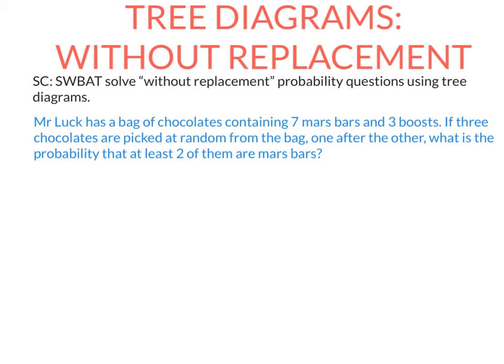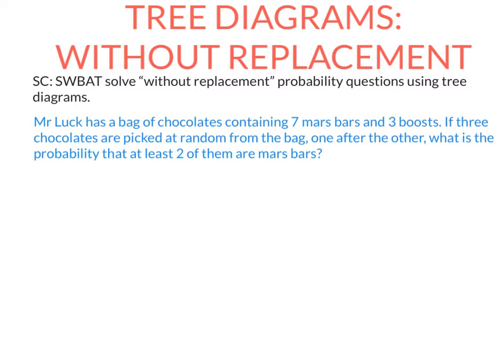Thank you so much for tuning into this video in which we will look at solving without replacement probability questions using tree diagrams. So let's look at this question here. Let's say Mr. Luck has a bag with 7 Mars bars and 3 Boosts. We pick 3 chocolates from the bag, one after the other. What's the probability at least 2 of them are Mars bars?